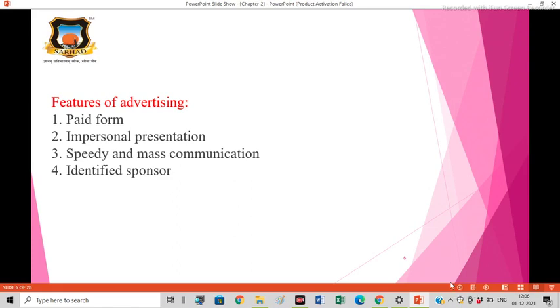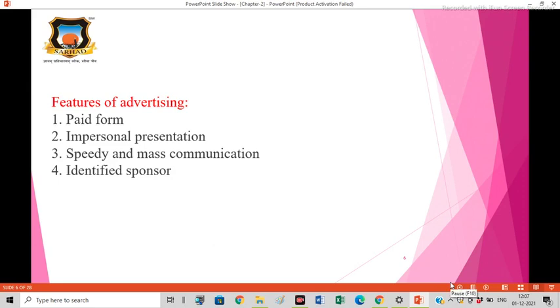The second feature is impersonal presentation. Advertising is a non-personal presentation of information. In other words, the advertiser and the consumer do not come into personal contact. The third feature is speedy and mass communication. Advertising is a speedy medium of communication. Besides being speedy, it can reach a very large audience.